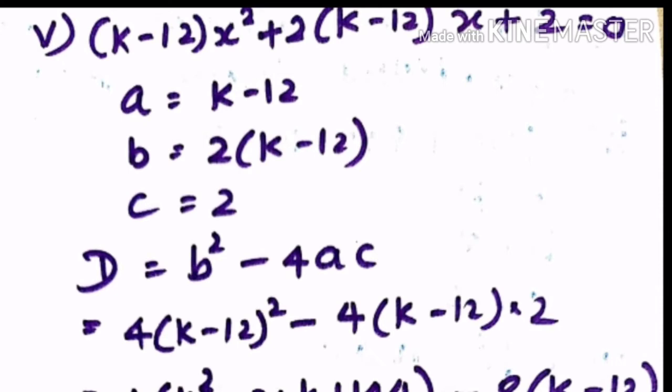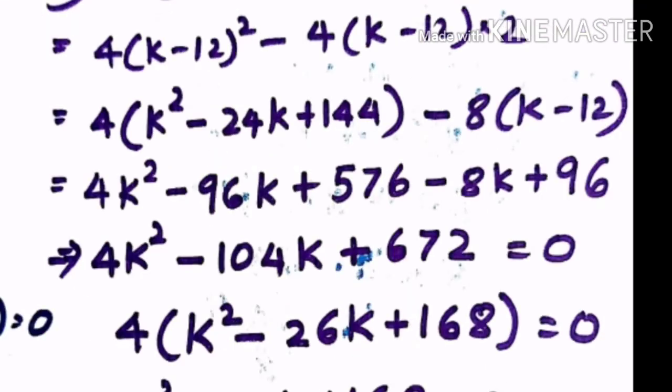I choose my A is equal to k minus 12, B is equal to 2(k minus 12) and C is equal to 2. Now discriminant D is equal to B² minus 4AC and place the value accordingly. B, that is 2² so 4(k minus 12)² minus 4(k minus 12) into 2. So in the next step we have to make the square of (k minus 12)² as an (a minus b)² type expansion, and then 4 twos are 8(k minus 12) in the bracket.